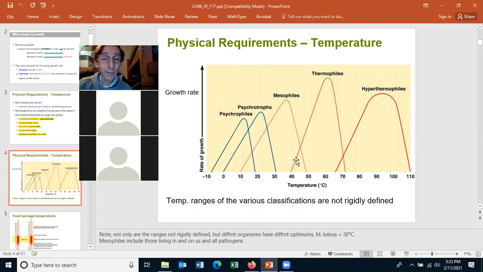All right, any question about any of this? Showing you the different trophs for what temperature an organism optimally grows at. Okay?